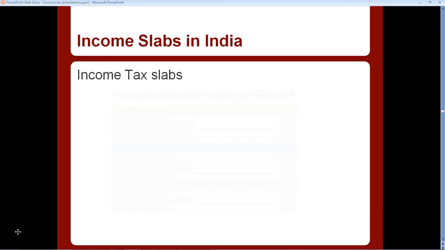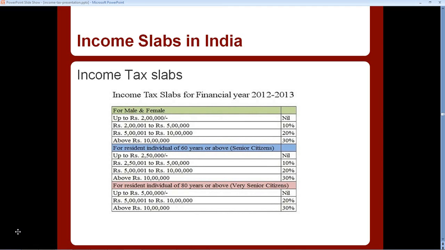So, depending upon how much you earn, the income is categorized into various slabs. Income tax slabs for the financial year 2012-13. That means for the income earned between 1st April 2012 to 31st March 2013, the slabs were as follows. For male and female less than 60 years of age, up to 2 lakhs of income earned, there is no income tax. From 2 lakh 1 to 5 lakh, there is an income tax of 10%. From 5 lakh 1 to 10 lakh, there is an income tax of 20%. And above 10 lakh, there is a tax of 30%. What they exactly mean, we will look at in the later slides, so just bear with me for a few seconds.